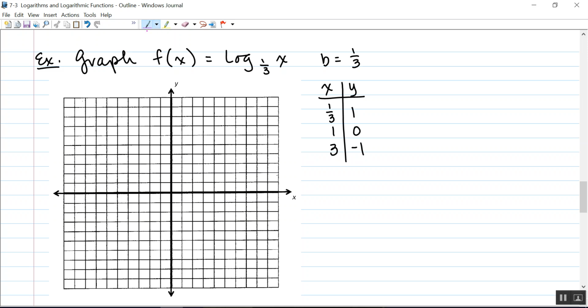And let's graph those points. So 1/3, don't worry about being super precise, just get the idea of where it's going to be. And then 1 comma 0 and 3 comma -1. Again, my y-axis is an asymptote, but in this case the graph's going to be going up, and in this direction the graph kind of goes out.